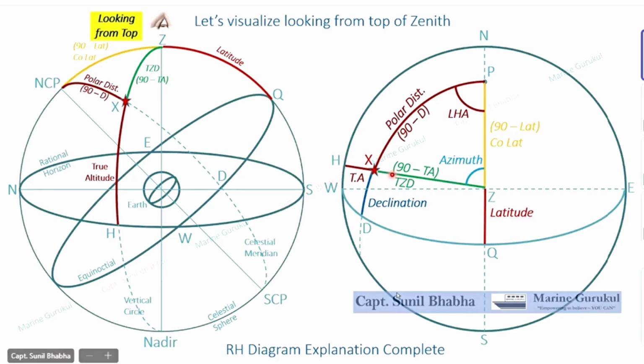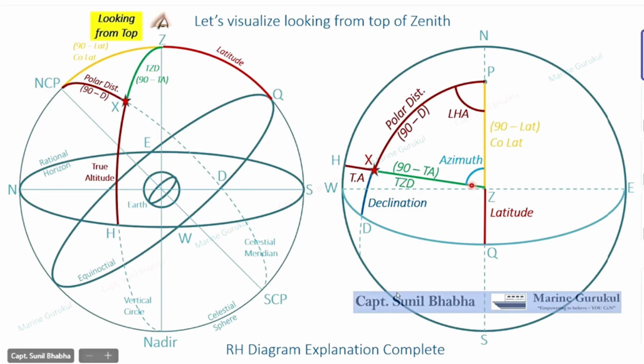Now, most of the questions which are asked to us in principles of navigation are based on the concept of this PZX triangle. We have seen that this PZX triangle is a spherical triangle. All three sides are great circles. This is made on the celestial sphere. Now in this spherical triangle, we have identified 5 parts: the 3 sides of the spherical triangle, angle P and angle Z.